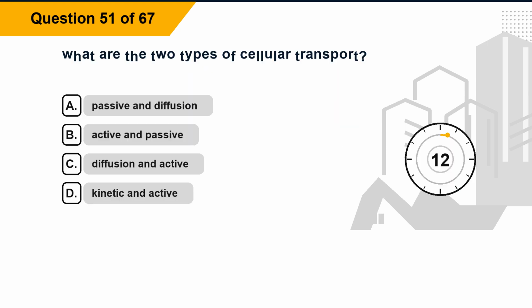Question 51. What are the two types of cellular transport? Option A. Passive and diffusion. Option B. Active and passive. Option C. Diffusion and active. Option D. Kinetic and active. The correct answer is option B.